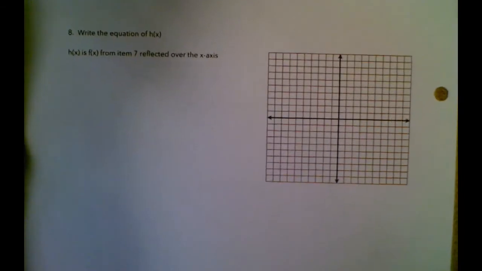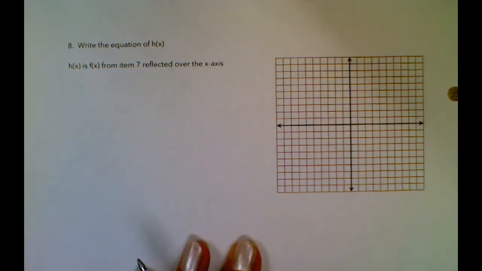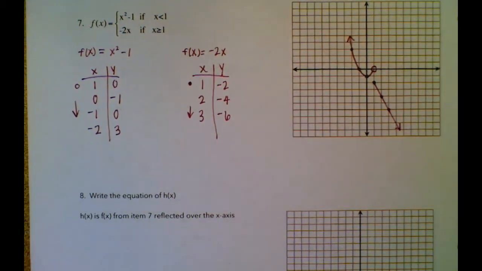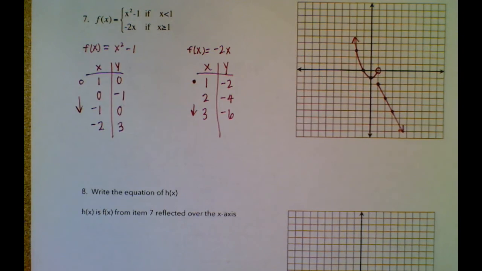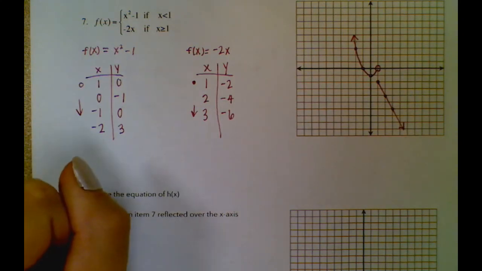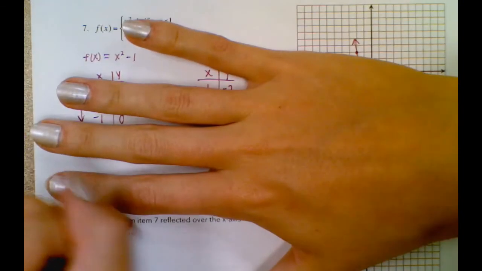Write the equation of h of x. And h of x is f of x from item 7 reflected over the x-axis. Okay, so we actually need to take a look at this guy right here. So, oh, whoopsies. I also want you guys to draw this. So, let's just make note. Let's say draw h of x.